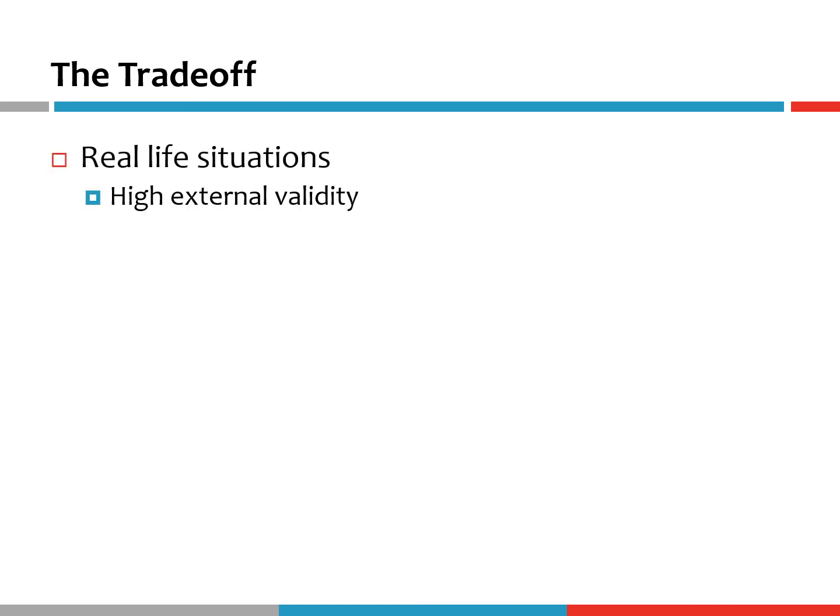Real life situations are going to offer high external validity, right? Because real life situations are, by definition, the same sort of situations that we encounter in our normal daily lives. So there's a lot of external validity there. But it's going to be hard to rule out other explanations. And if it's hard to rule out other explanations, then that's going to indicate low levels of internal validity, right?